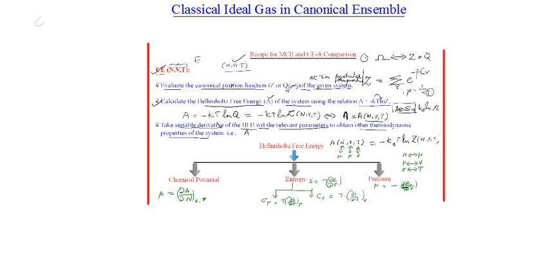So the partition function Qn for the system was obtained as 1 by n factorial times (V by h cubed) whole raised to n, into (2 pi m kT) whole raised to 3n by 2. Okay, so this was the expression that we obtained.